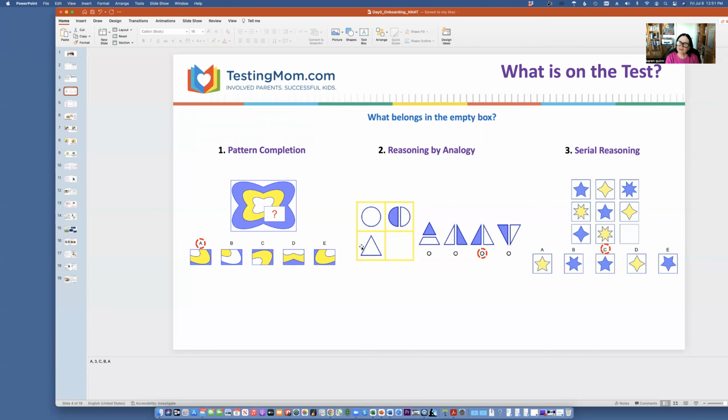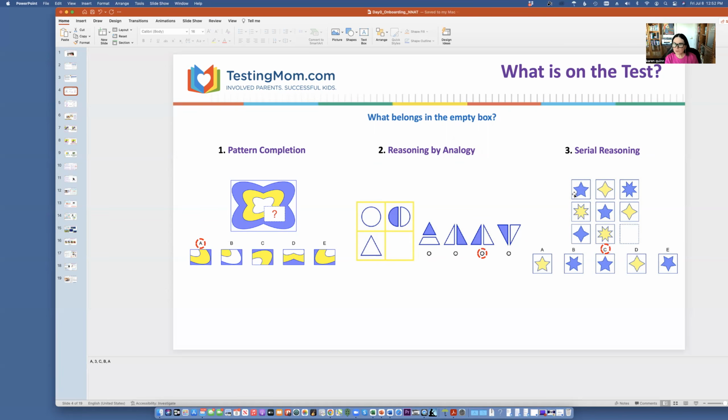And then reasoning by analogy, the way that works is whatever's happening across the top needs to happen across the bottom. So here we have a circle. It gets divided in half, blue on the left, white on the right. So here we want to divide this in half, blue on the left, white on the right. So here's our answer to make it analogous.